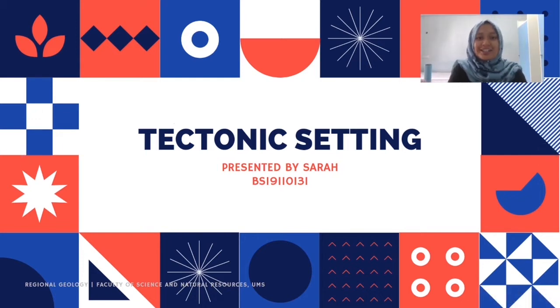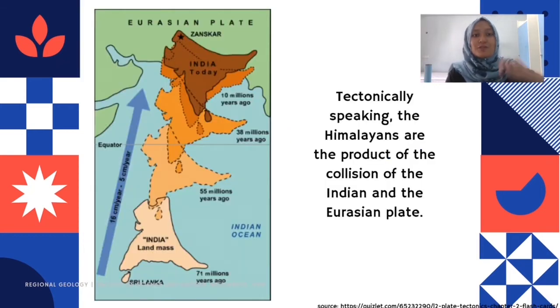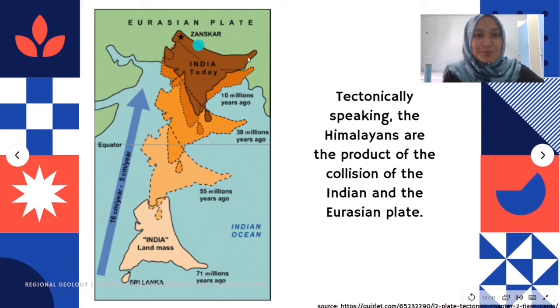Now, the tectonic setting of Nepal is a rather interesting story, and that's because it begins with two plates. Those two plates are the Indian plate and the Eurasian plate, and tectonically speaking, the Himalayas are the product of the collision between the Indian and the Eurasian plate. And I chose this picture because you can see that the motion of India is moving upwards.